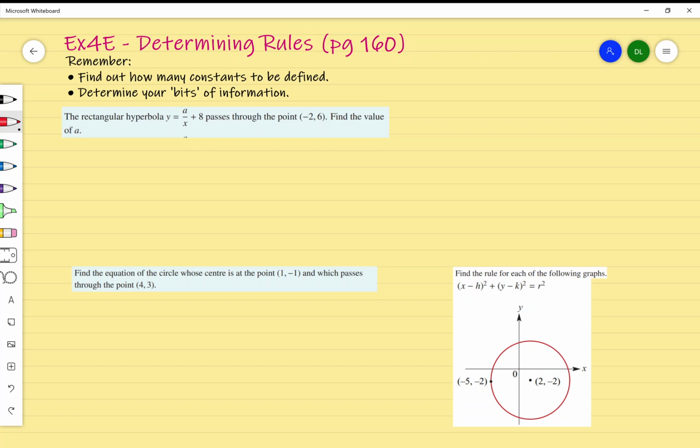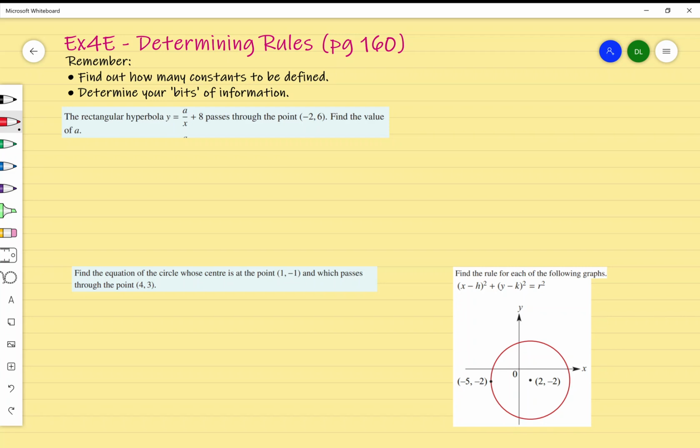Today we're looking at exercise 4E on determining rules on page 160 of your textbook. Now, exercise 4E is actually pretty much stuff you guys already know, just with added application of stuff we've covered over the last couple of weeks. But the actual core concepts of this exercise are stuff that you guys have already done.